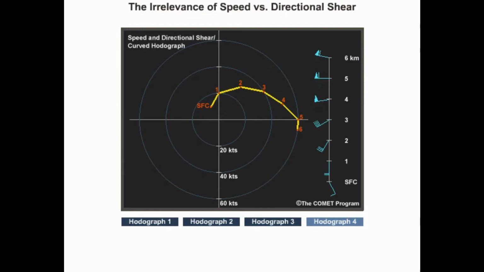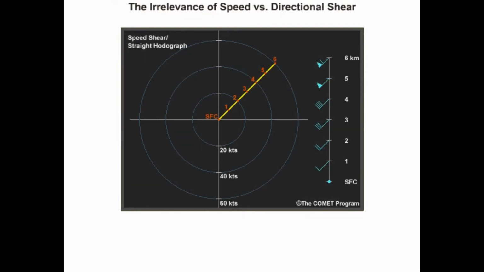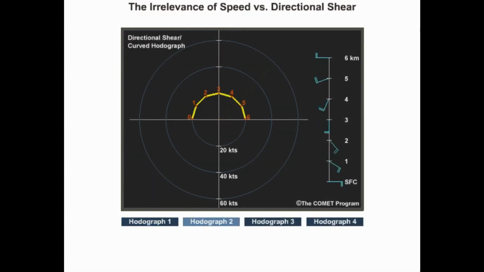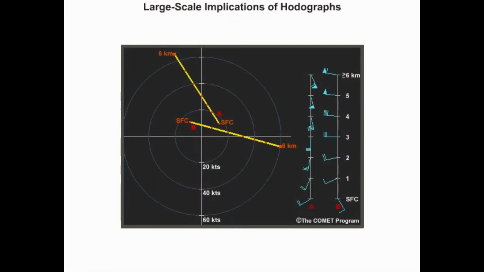It is true that speed shear alone results in a straight hodograph, unidirectional shear, and that directional shear alone results in a curved hodograph. The shear vector turns with height. But combinations of the two can create any kind of pattern. While similarly shaped hodographs may affect convective storm evolution in similar ways, their implications for larger scale processes and for convective potential may differ substantially.